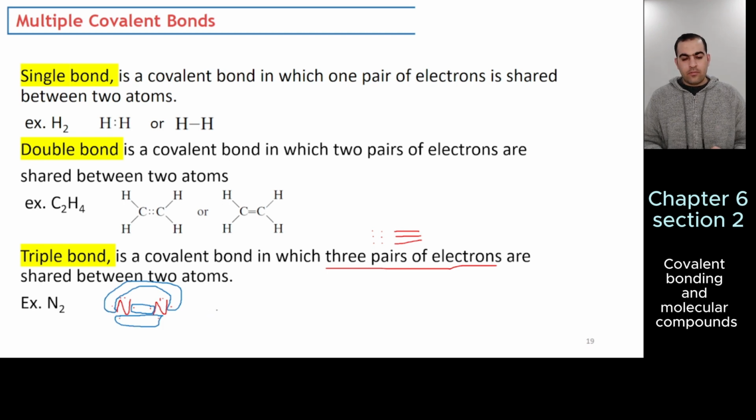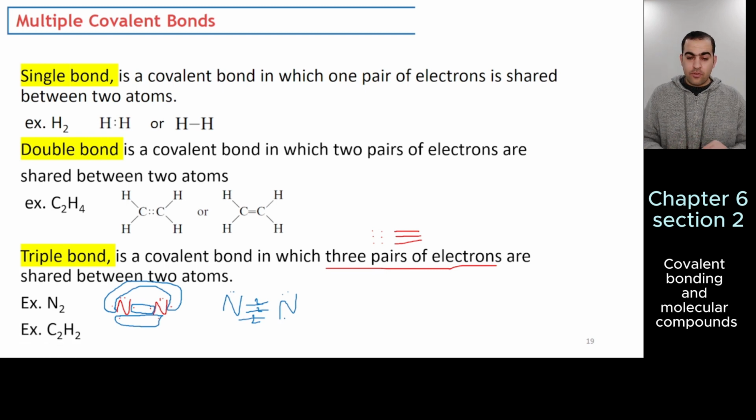Now by making 3 bonds, each nitrogen is going to have 8. 1, 2, 3, so there are 3 bonds between nitrogen and nitrogen. Now how many valence electrons do both have? 8. 2 plus 2, 4, plus 2, 6, plus 2, 8. Both have 8 valence electrons. Both are stable. Okay, that's it.